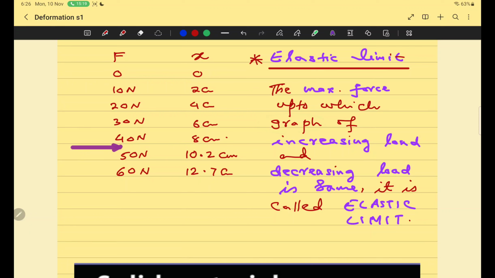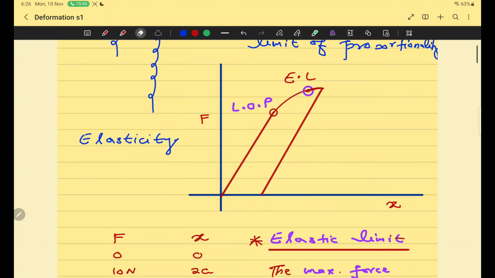Okay, so if you have crossed the elastic limit, for example, in this question, when you have decreased load to 50 Newton, I am expecting extension should be 10.2, but consider it is 7.8. So readings are different. If you are decreasing load, the graph is changed. It means you have crossed elastic limit.